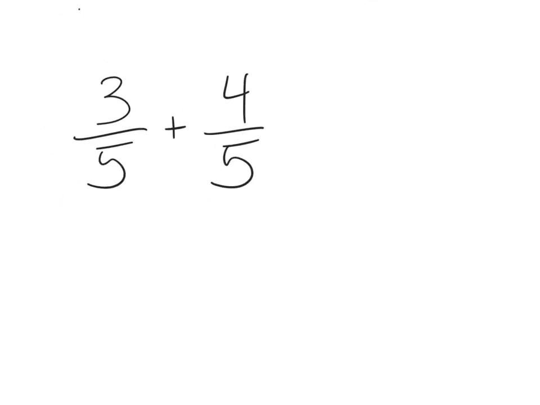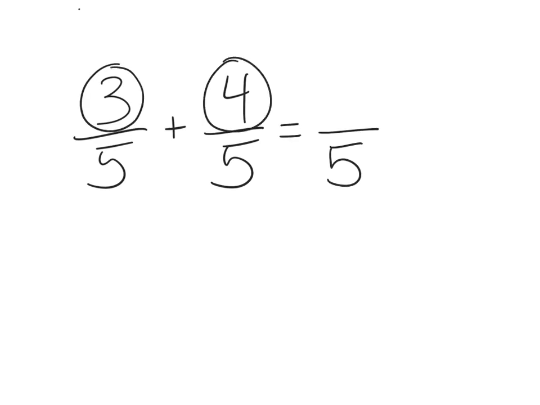example. So in this problem here, I'm going to be adding 3 fifths plus 4 fifths. So like we just discussed, the units, or the denominator, is going to be the same, and we're simply going to be adding our numerators. So 3 plus 4, which in this case is 7.